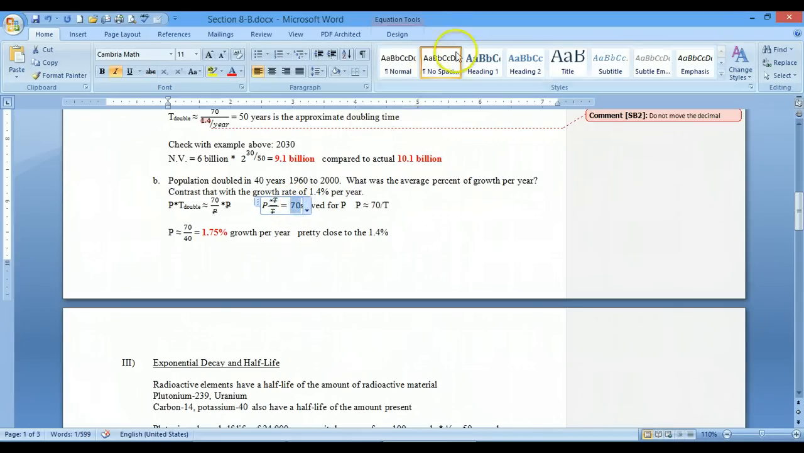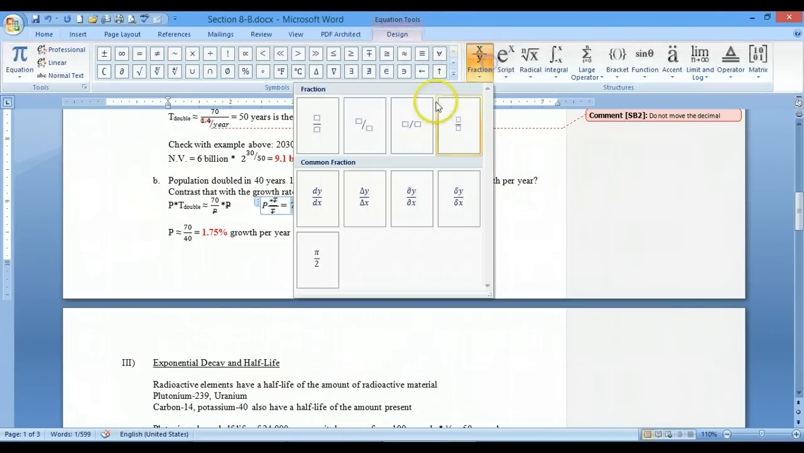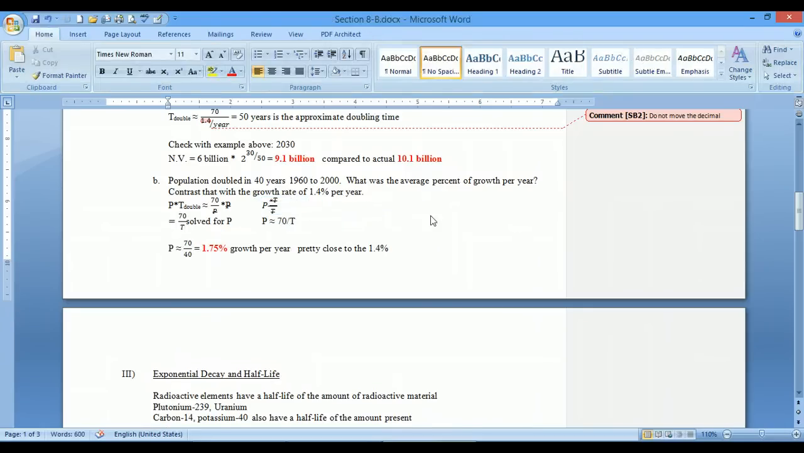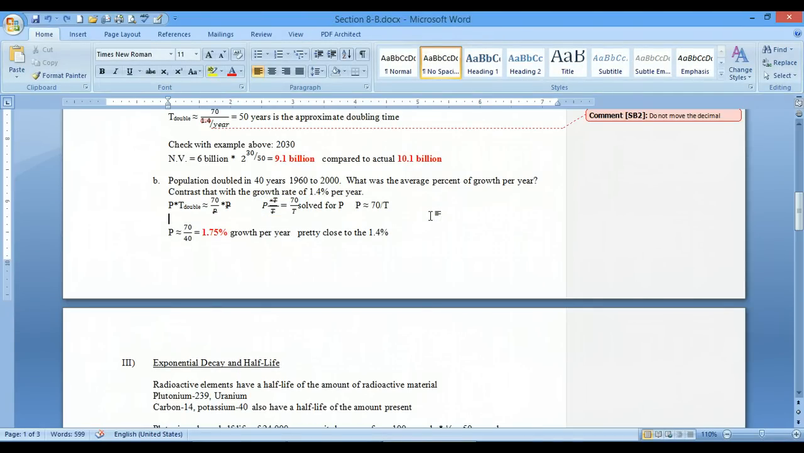And take this one, also divide it by capital T, and now p is solved all for itself. I've now solved it for p, and I have p is approximately equal to 70 over capital T, which is the doubling time. So I was given the doubling is 40 years, and it's 70 for the approximate over 40.